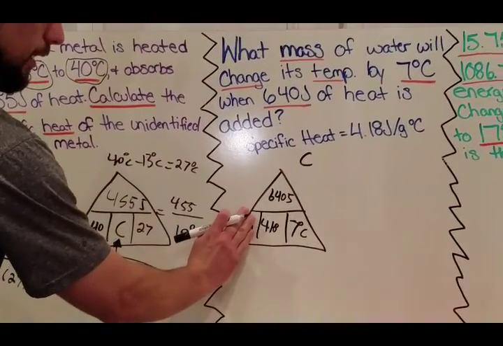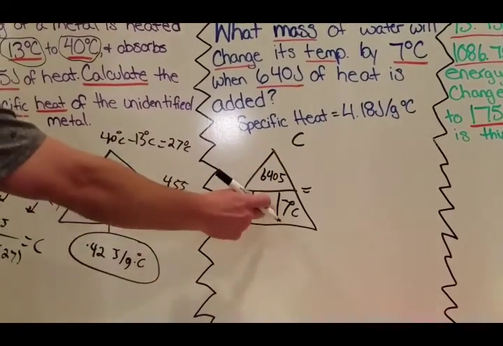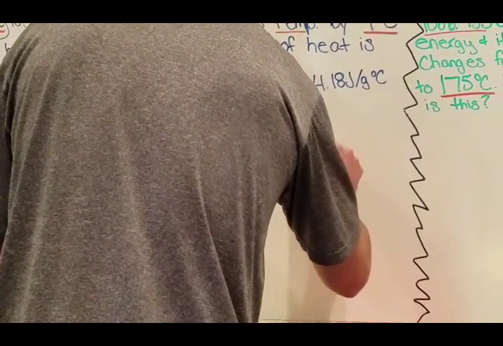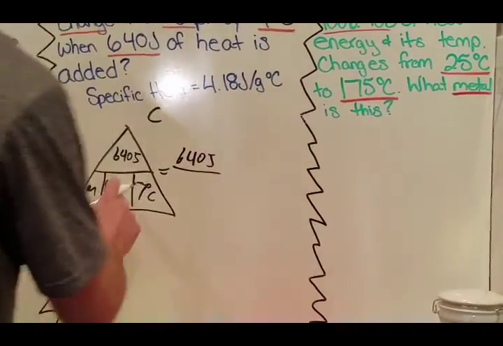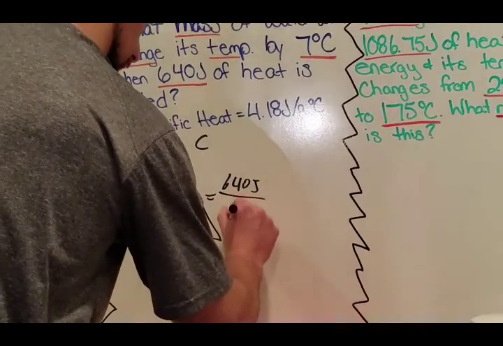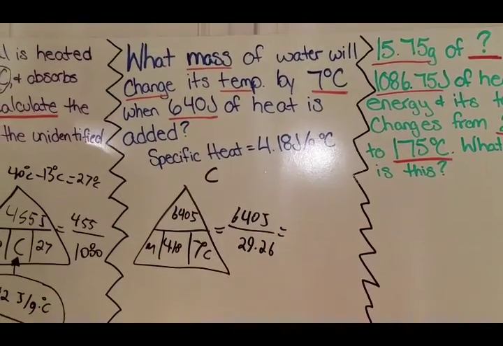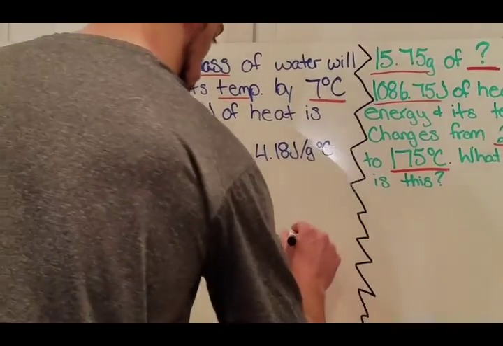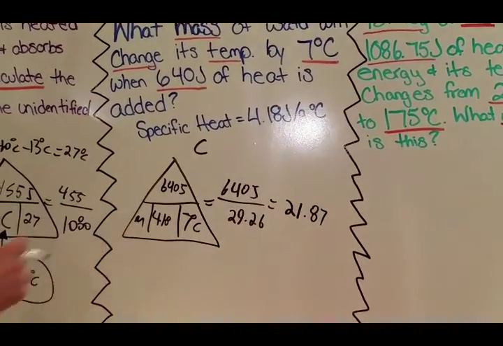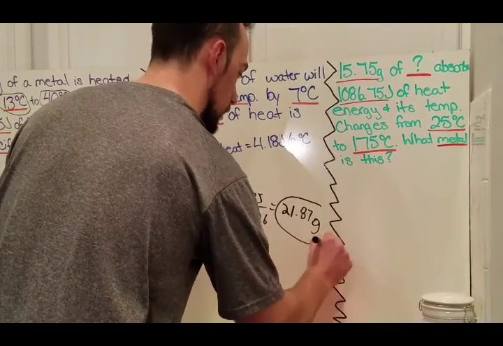So cover up M, and what do I have to do? I'm going to have to take these two numbers and multiply, and divide Q by what's down there. So Q, bring that over, 640 joules, divided by this times this. When I multiply those two numbers, I get 29.26. That's easy math, just plug it into your calculator. When you do that, you're going to get 21.87. Well guys, if we're solving for M, we know that's going to be mass, so we're going to have grams as our unit.